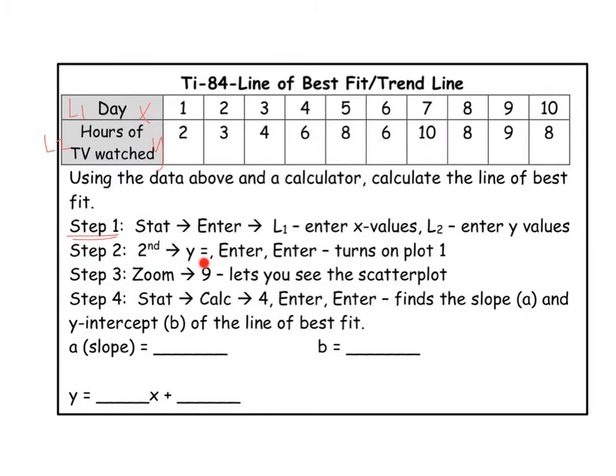Step 2, you're going to go to second, y=, enter, enter. It turns on plot 1 so you can see the scatter plot. Zoom 9 lets you see the whole thing. Step 4, we need to find the linear regression, so stat, calc, 4, enter, enter. It finds the slope a and the y-intercept b of the line of best fit.